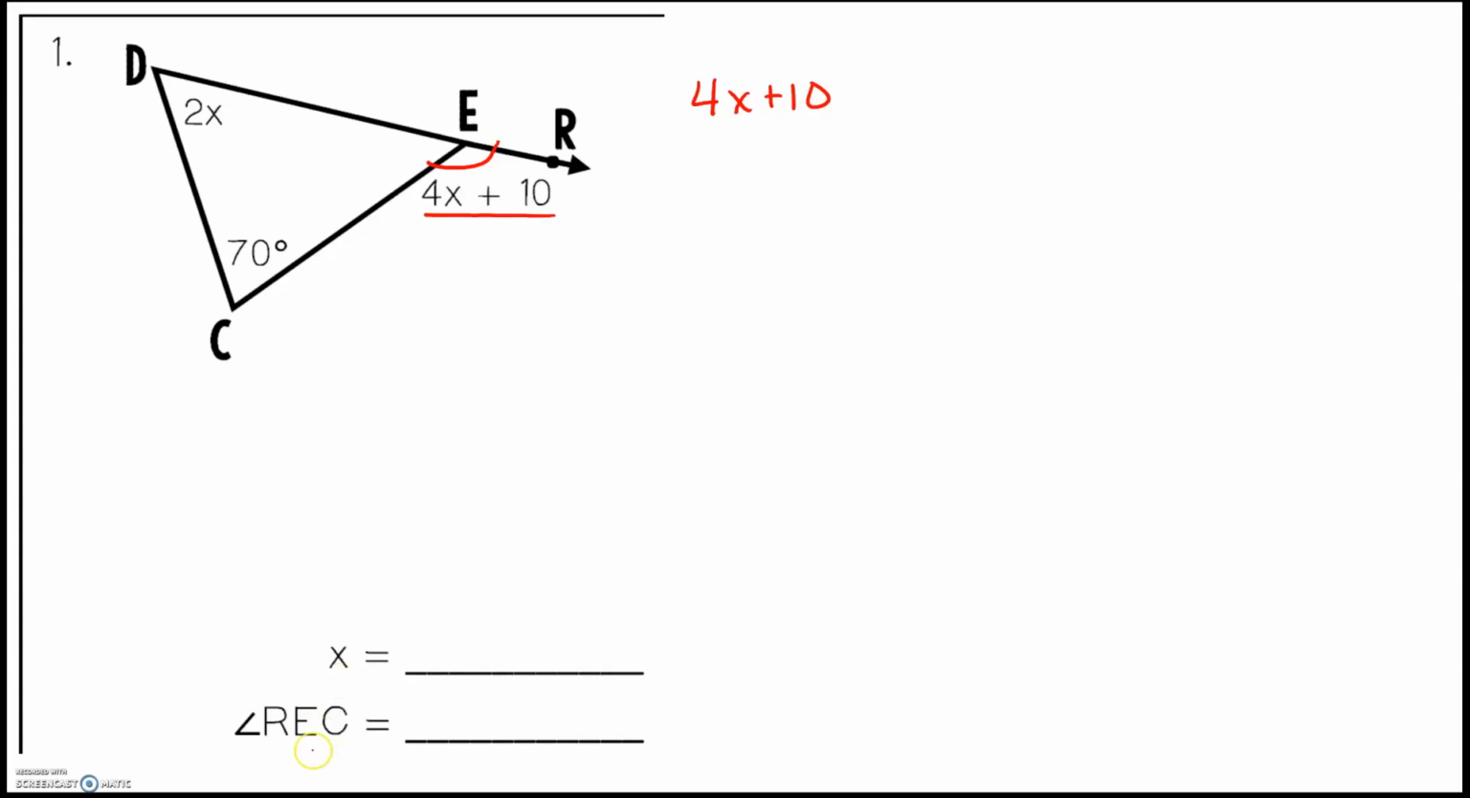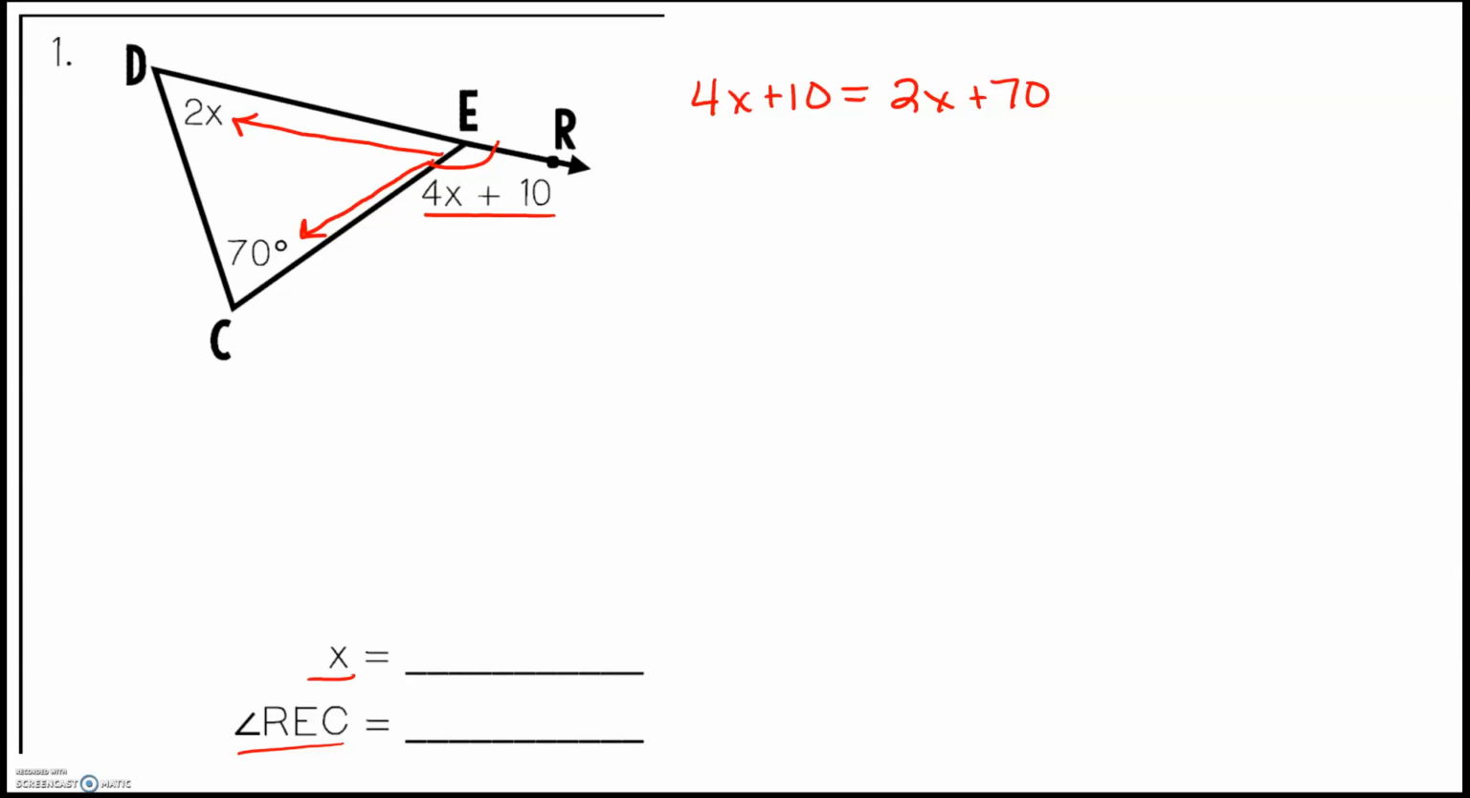Okay, so it's going to tell us down here. So we have to find x and we have to find this angle. Okay, so then it's equal to the sum of its two remote interior angles. So the two that are in the corners farthest away from our exterior angle, we add those together. So I need to add a 2x plus 70 to get me the measure of my exterior angle. So now I do the math.